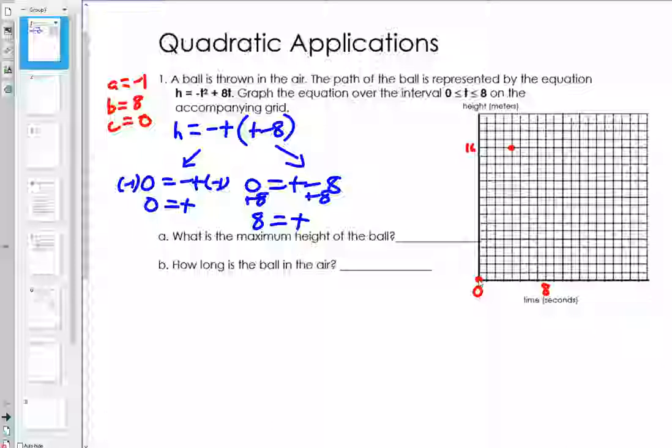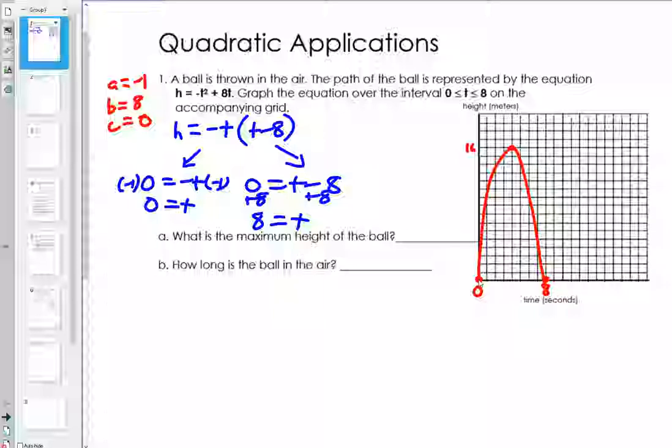So, if you wanted to find any other points, you could. I mean, you could use transformations, you could substitute. But the point is that it looks like I already have everything I need. That's the path the ball takes. What was the maximum height of the ball? How high did the ball get?